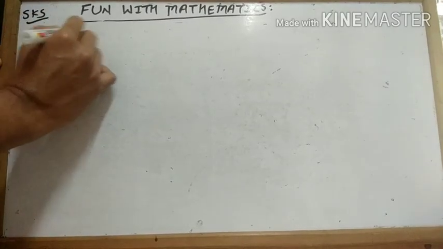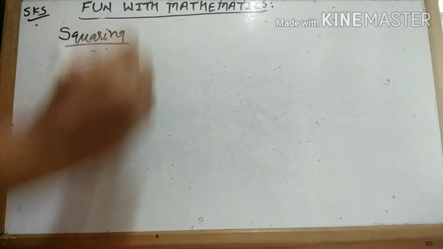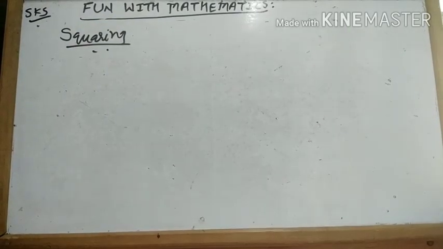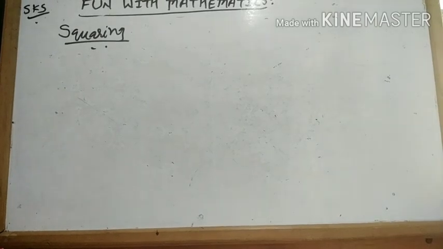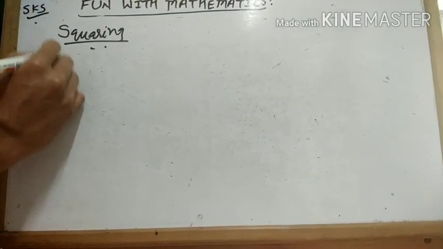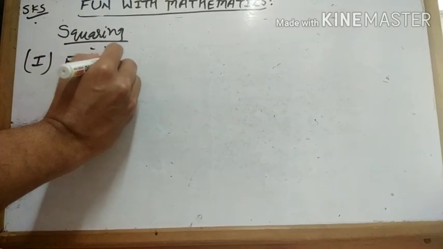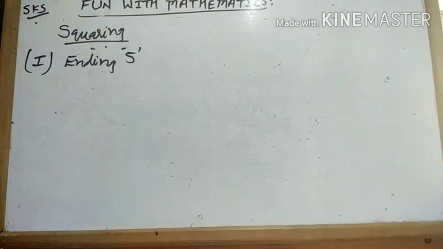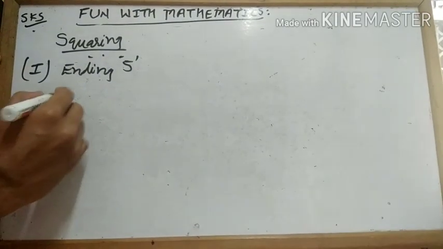Today we are going to learn a few techniques of squaring without actually doing multiplication for special kinds of numbers. The first category I am going to see is numbers ending with 5. That means the unit place is 5. Then how can we square those numbers? Few of you may know it, but let me revise that particular thing.